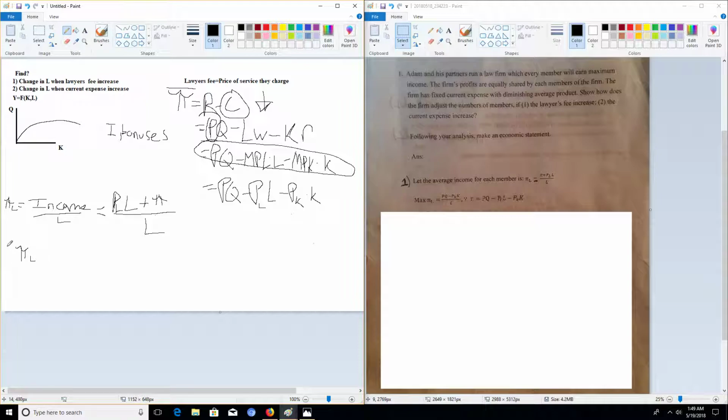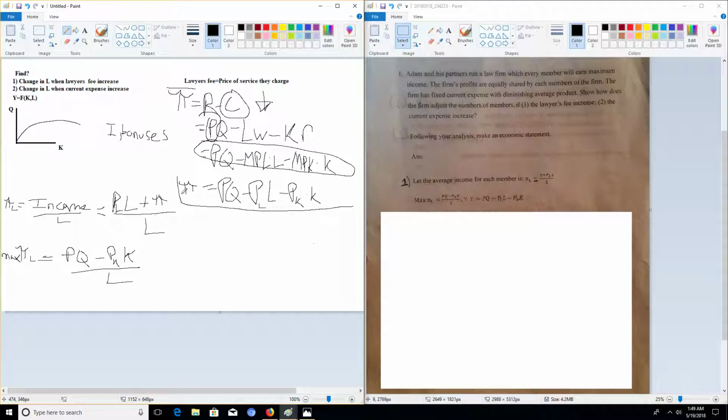pi sub L max equals PQ minus P sub K times K, over L. Where did this come from? This is that. It comes from the profit equation, right? Where I just wrote this down in this section, actually. This is profit in C.